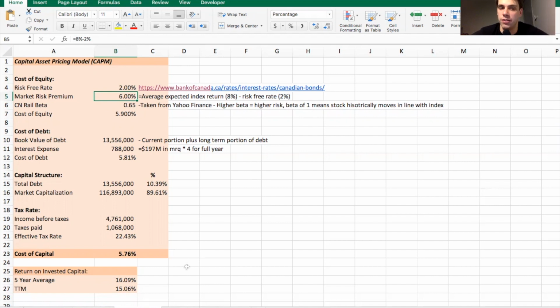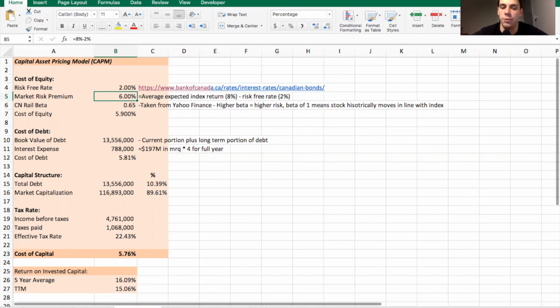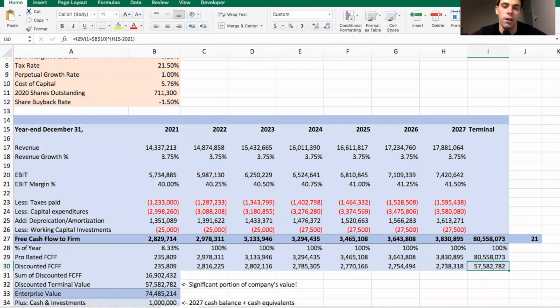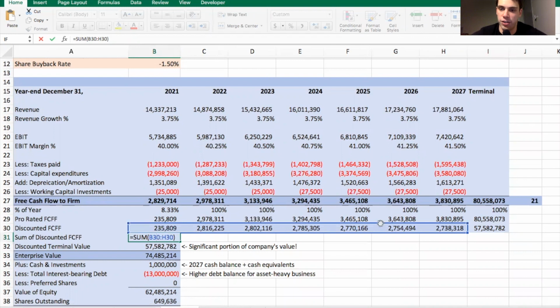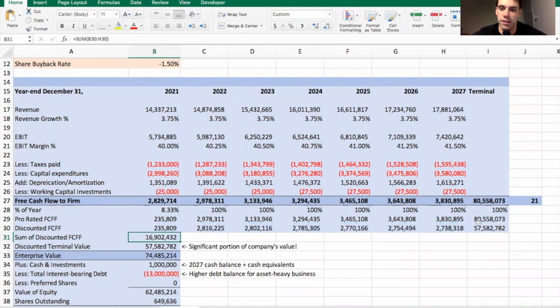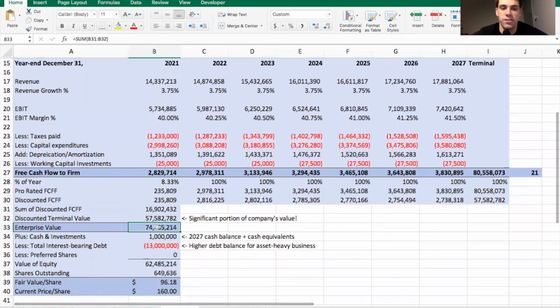It's because it builds into that cost of capital calculation that investors use for evaluating pretty much all investments that are out there in the public markets. So then we get the sum of the free cash flow to firm in the growth stage here. And then there's also the discounted terminal value, which is just this number here. Again, a significant portion of the company's value, 57 billion versus just under 17 billion there. So that's our enterprise value.